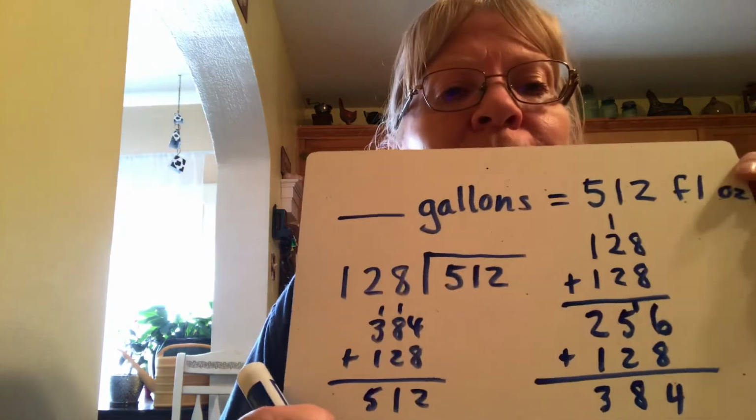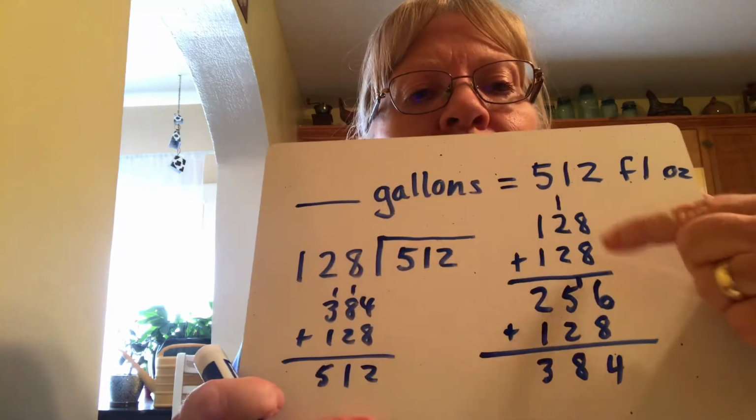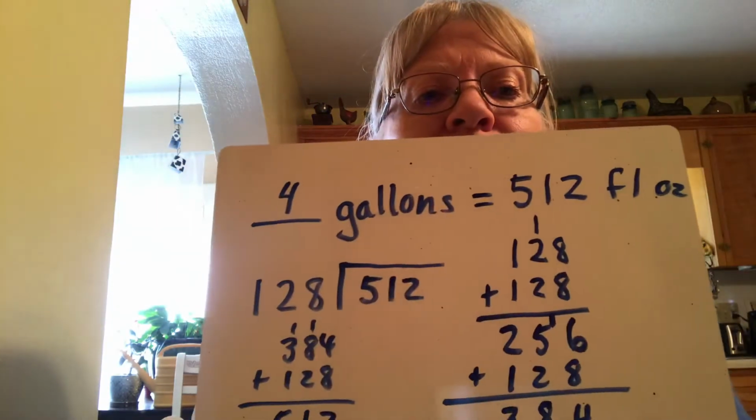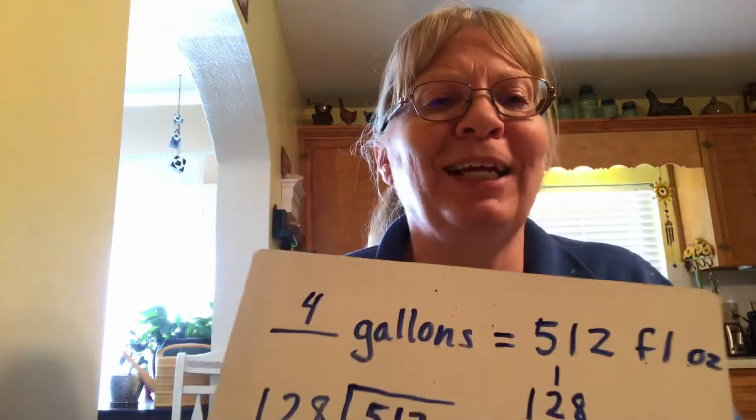So let's look at how many 128s we had to use. We had 1, 2, 3, 4. Okay, so our answer is 4 gallons equals 528 fluid ounces. I mean, 512 fluid ounces. Sorry about that. Okay. So really, this is all you're going to be doing throughout all of these: changing gallons to quarts, or to pints, or to cups, or to ounces, and quarts into those things.